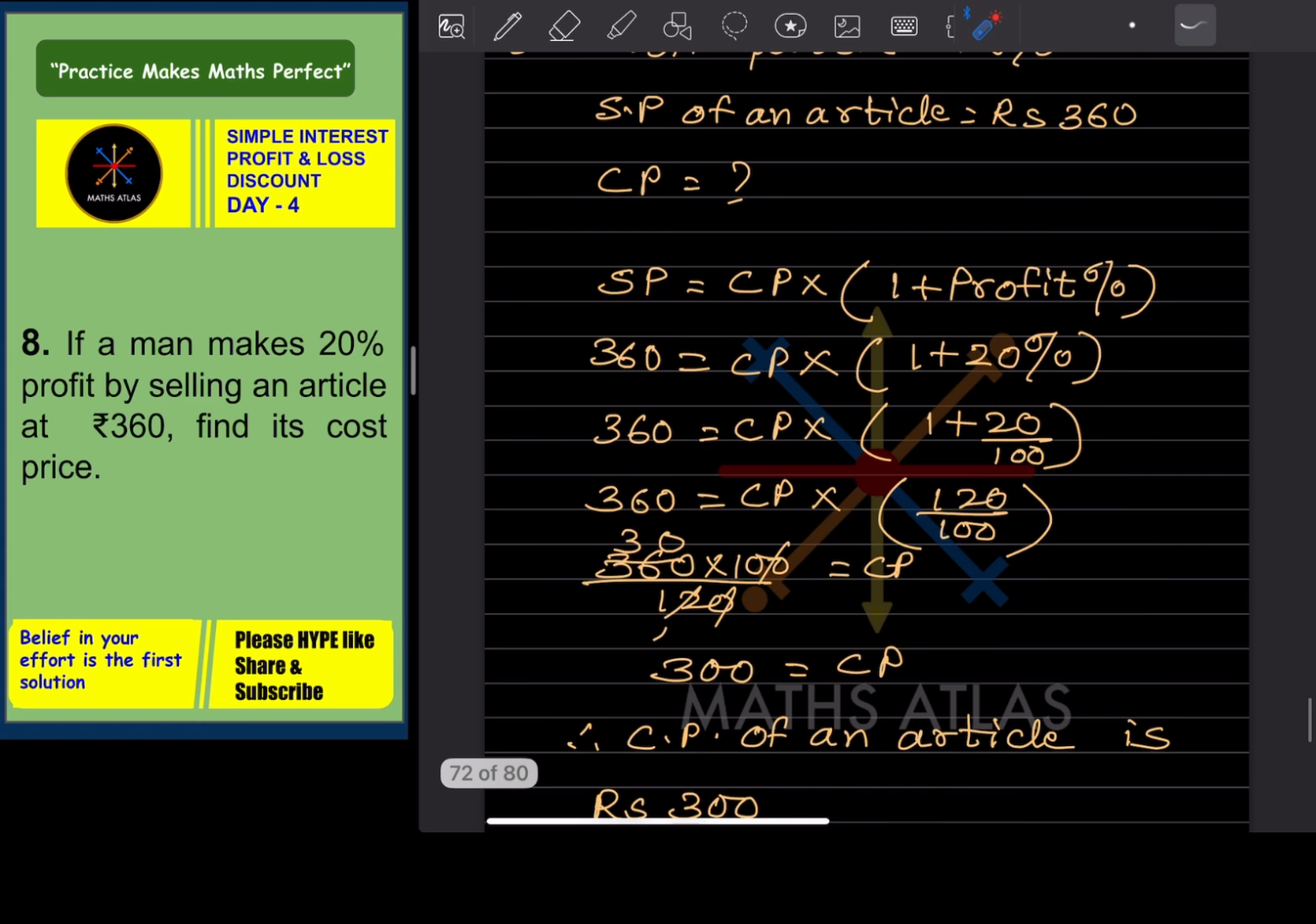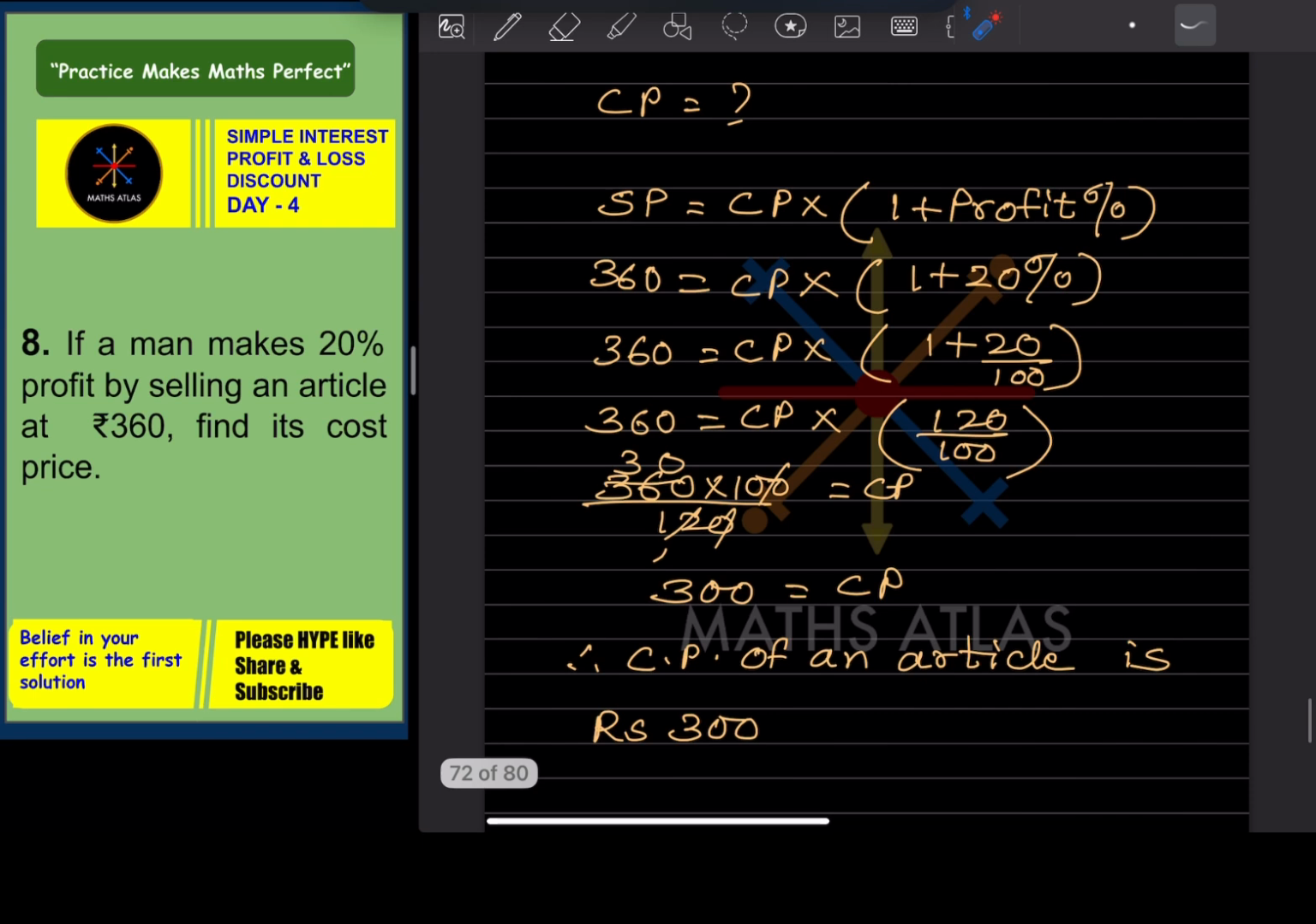So here again you have to remember this formula. Selling price is cost price into 1 plus profit percentage. So this SP is 360, equal to CP into 1 plus 20%, which means 20 by 100. So this is going to be CP into, again we simplify this, 120 by 100.